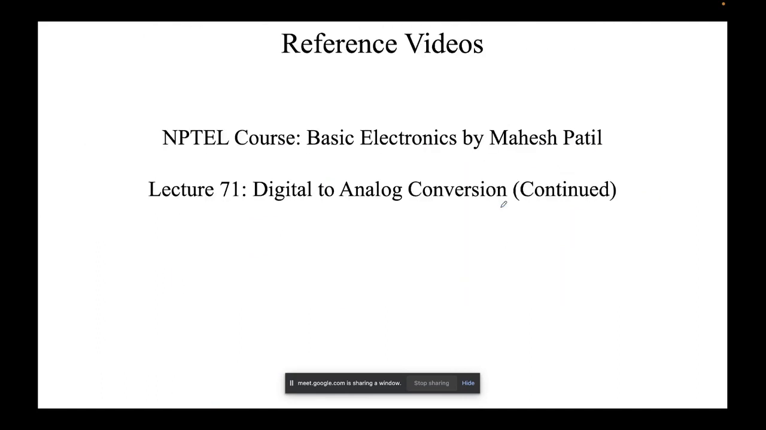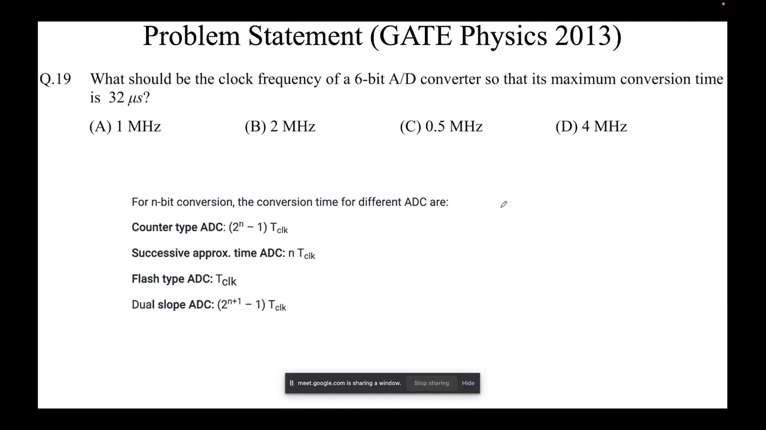Okay. Now this is an interesting question. What we are given here is again an A to D converter, but this time 6 bits. So again I'll write n equal to 6. In this question we are not required to find the resolution, Vmax, Vmin, nothing like that. We are required to find the clock frequency if the maximum conversion time is 32 microseconds. Now we'll see this in a minute.